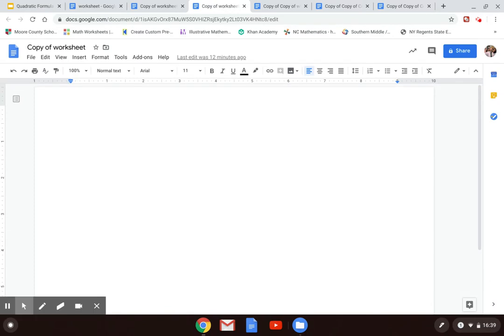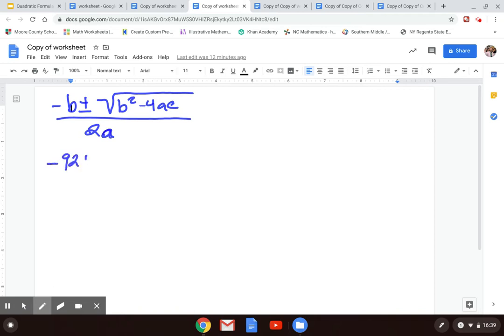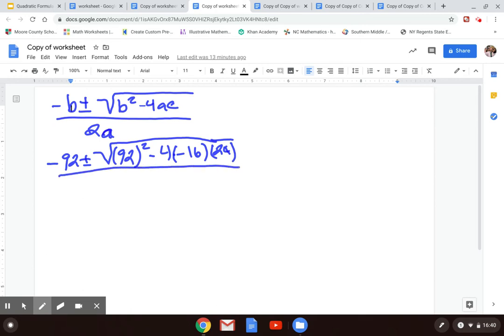All right, so if I start with my quadratic formula, the basic formula itself is going to be negative b plus or minus the square root of b squared minus 4ac, all of that divided by 2a. Okay, so there's my quadratic formula. So when I start substituting my numbers in here, I'm going to have a negative 92 plus or minus, because that's my b value, the square root of 92 squared minus 4 times a negative 16, which is my a value, and then c value is going to be 24. And then all of that divided by 2 times a negative 16.